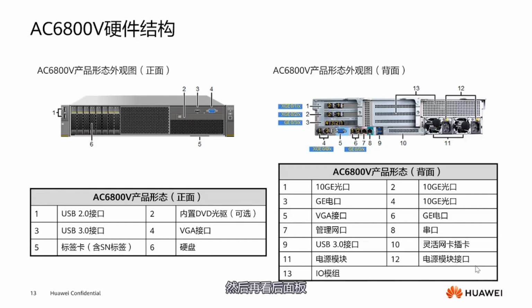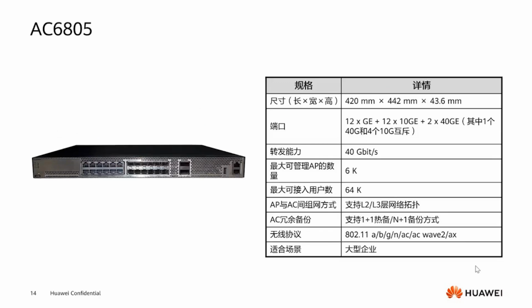Now looking at the back panel. Our business ports are accessed from the back panel. Its rear panel has 10 GE optical ports. 1, 2, 4 are all locations for these. 6 has 2 GE ports. 7 is a maintenance port. 9 is a USB port. 11 has 2 power modules. We just need a basic understanding of the hardware structure. Now let's look at the AC6085. The order of AC introduction here is from high-end to low-end.